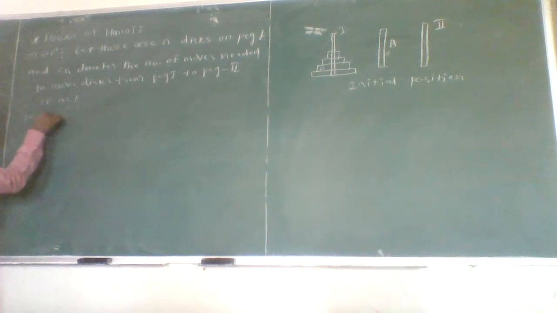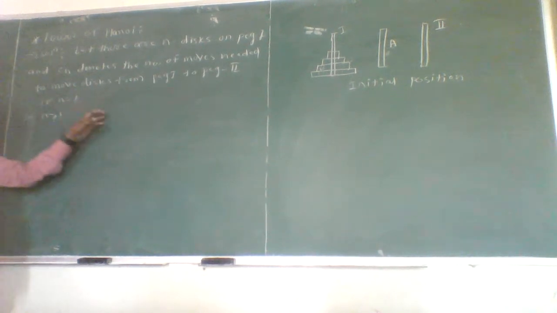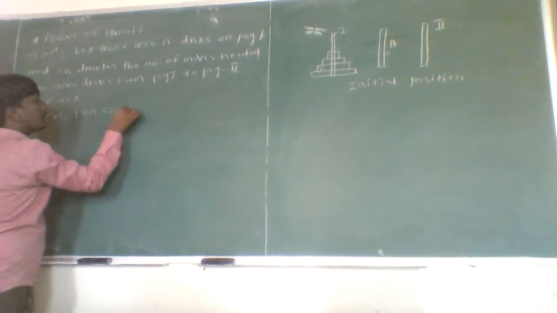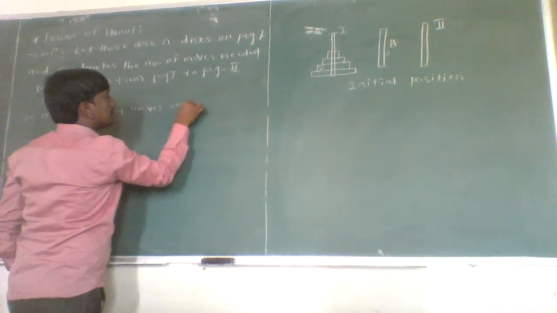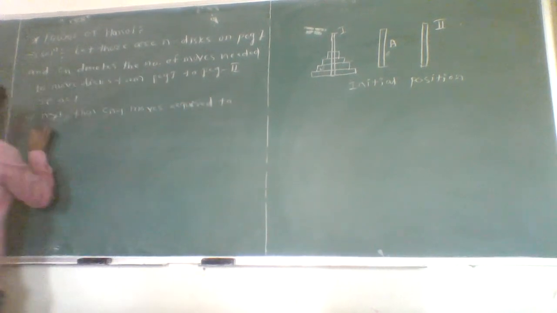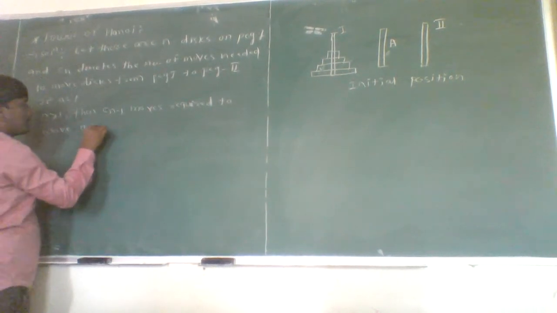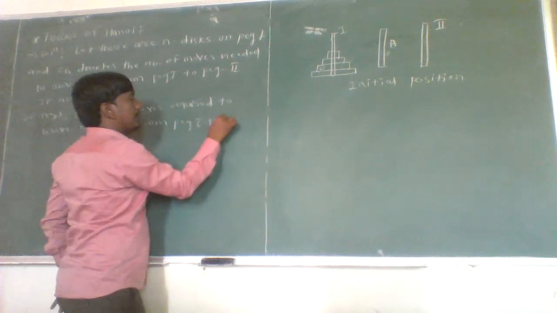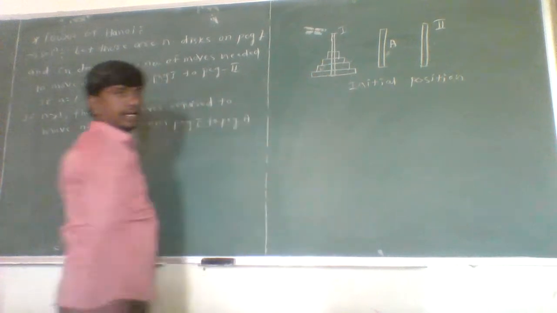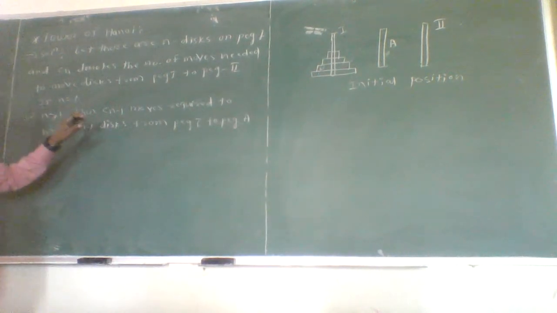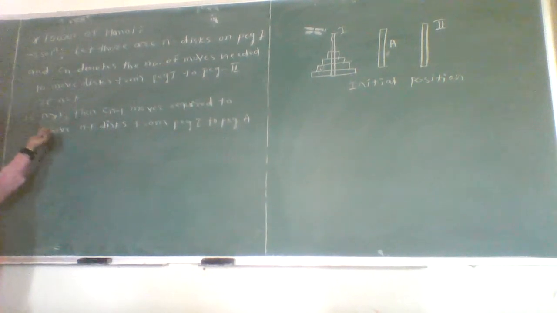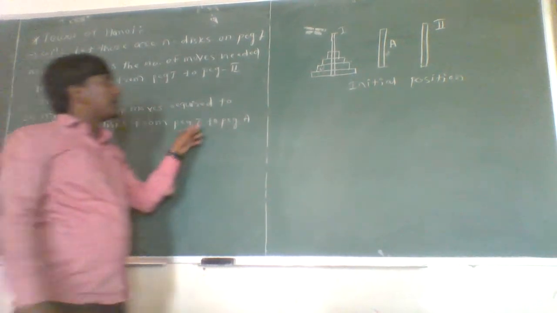If n is greater than 1, that is, the number of discs is 2 or more, then Cn minus 1 moves are required to move the n minus 1 discs from peg 1 to peg A. This one is the peg A. Similarly, if there are two or more discs, then Cn minus 1 moves are required to transfer the discs from peg 1 to peg A.